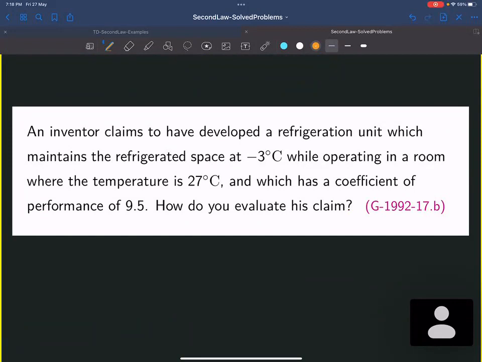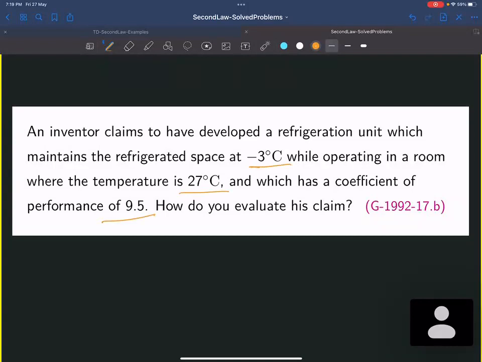Nothing great here. An inventor claims to have developed a refrigeration unit. Sometimes in this kind of evaluation problem, we can evaluate the process based on our Carnot analysis. Otherwise, we can simply compare the efficiency with the Carnot cycle, or compare the coefficient of performance with a Carnot refrigerator. That way you can easily solve this kind of problem. They are given the temperature levels and coefficient of performance.